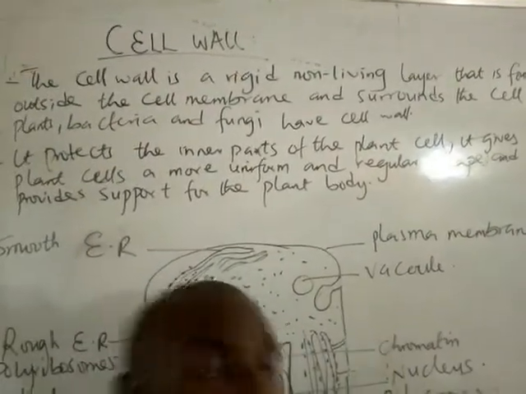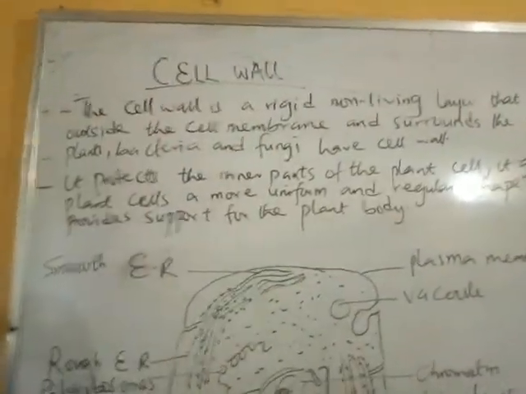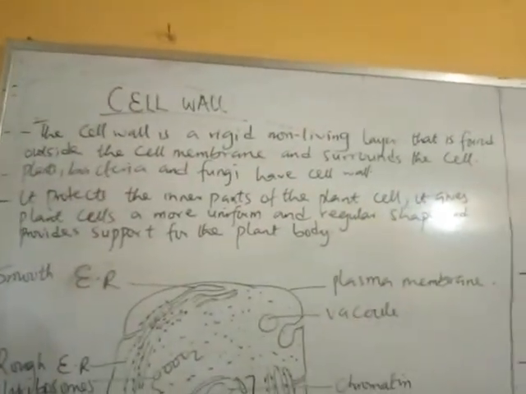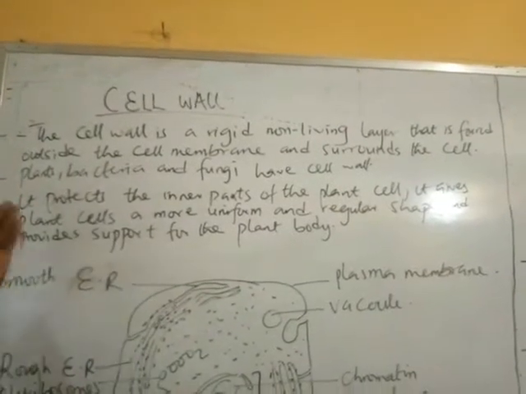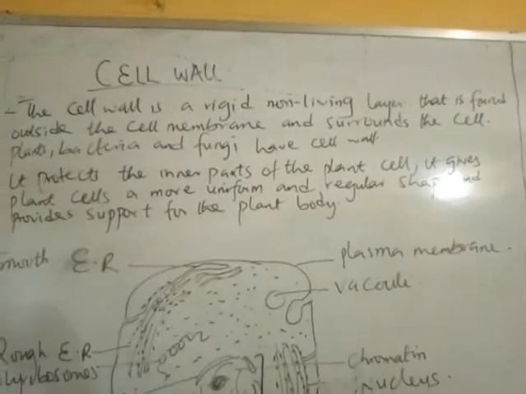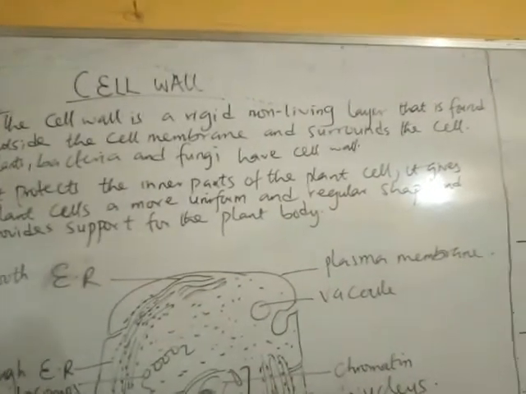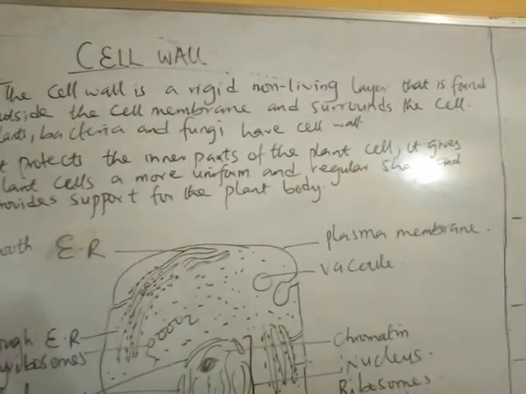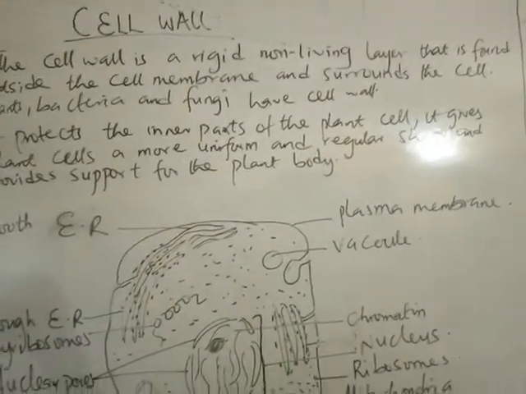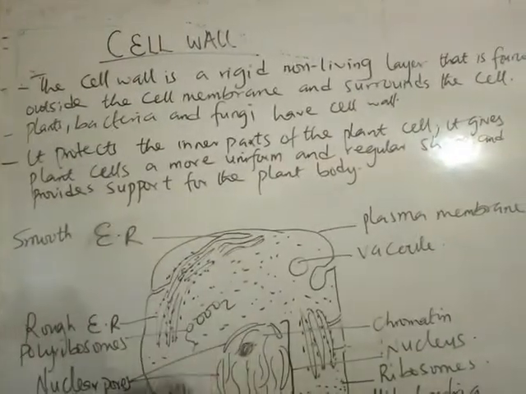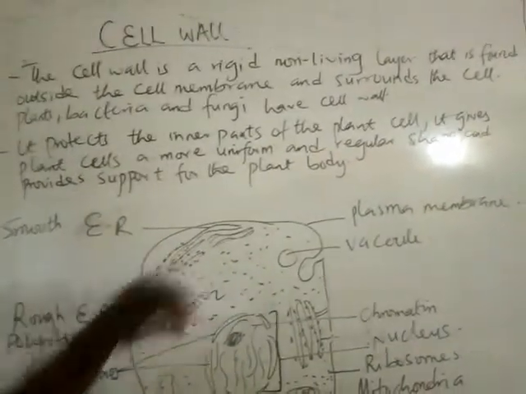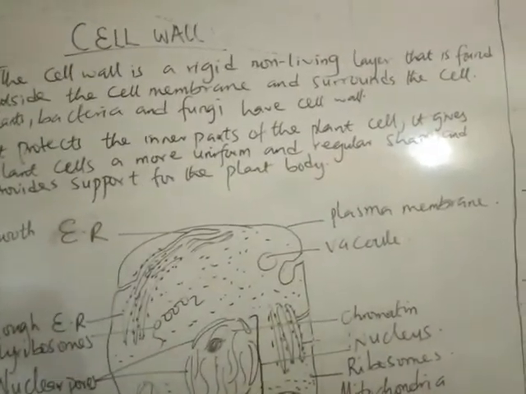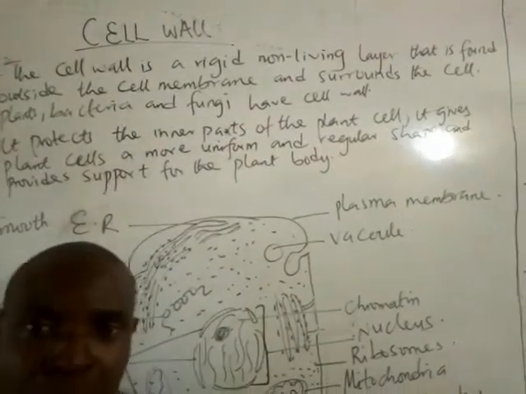Now we also have what we call the cell wall. Now the cell wall is present not only in plants but in bacteria and fungi. The cell wall is a rigid non-living layer that is found outside the membrane and surrounds the cell. The major function of the cell wall in plants is that it protects the inner parts of the plant cell. It gives the plant cell a more uniform and regular shape and provides support for the plant body.